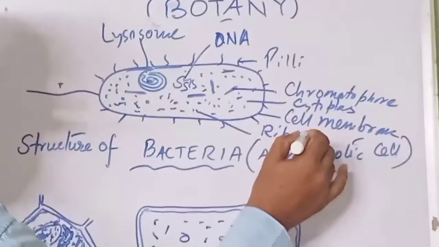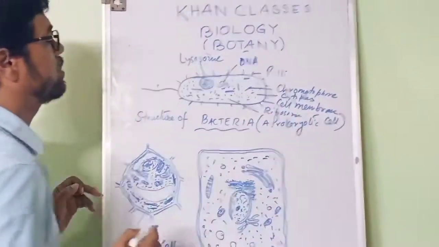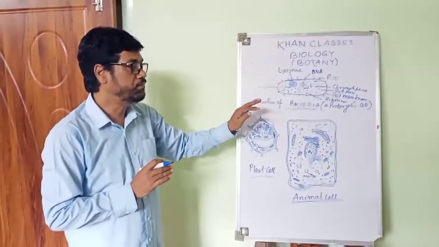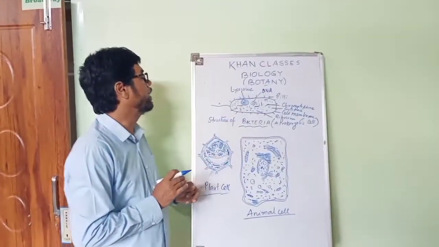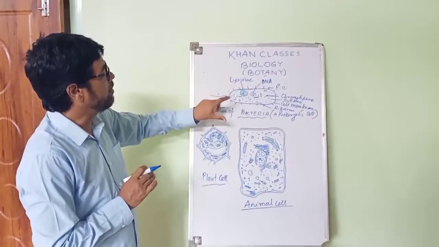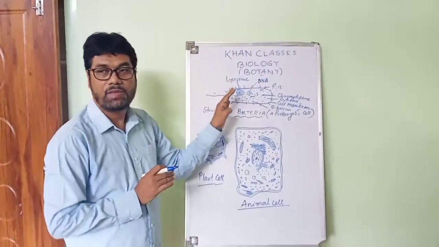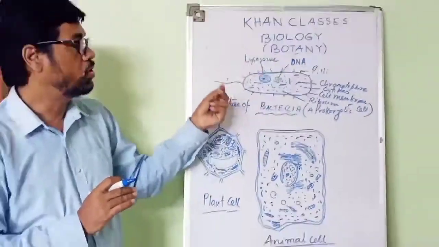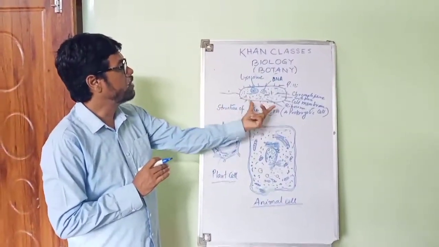So this is a very simple structure of the cell, and this structure is called the prokaryotic cell, because they do not show any streaming movement. These types of cells are found in bacteria, cyanobacteria and some primitive organisms. So this type of cell is called the prokaryotic cell.